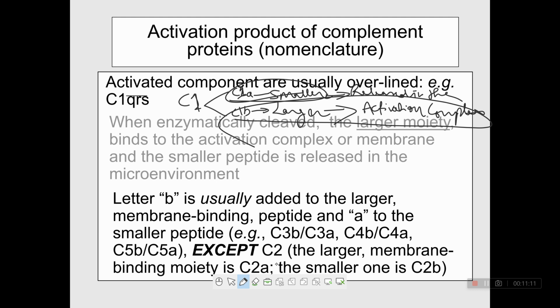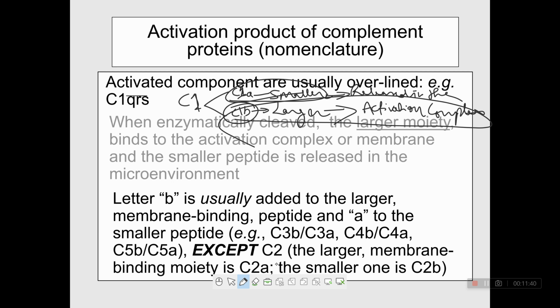Okay, remember this. A is a smaller fragment and B is a larger fragment. But there is one exception, that is C2. For only C2, B is the smaller fragment and A is the larger fragment. Remember, this is the exception only.